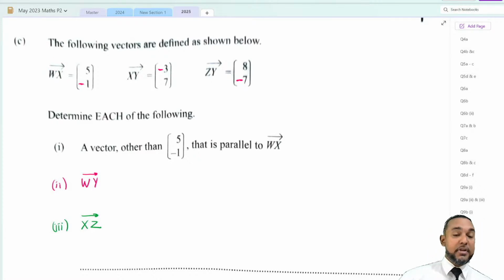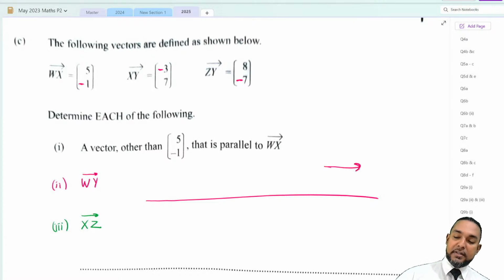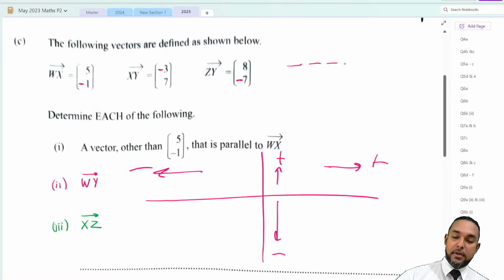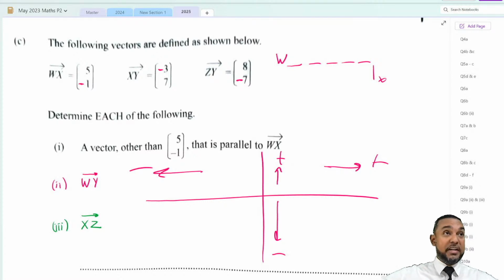So to go from W to X, you have to go 5 on the horizontal and -1 on the vertical. On the horizontal, movement to the right is positive, movement to the left is negative. On the vertical, movement upwards is positive and movement downwards is negative, right? So to go from W to X, we go 5 spaces to the right and then 1 space down. So that's W here and that's X. Now we have no idea where W or X is in the whole Cartesian plane. We just know where X and W are relative to each other.